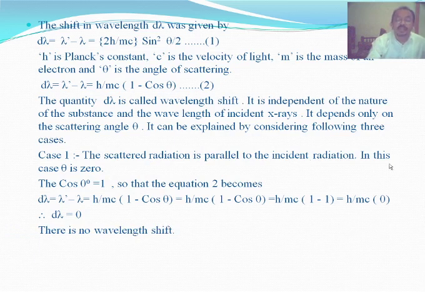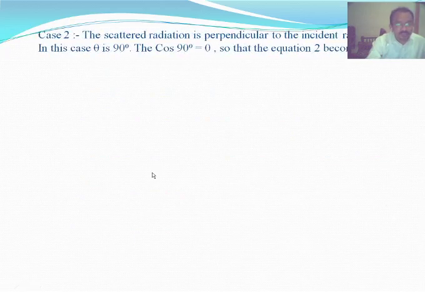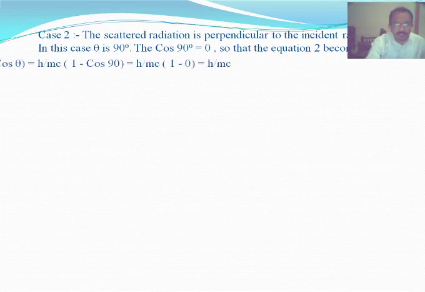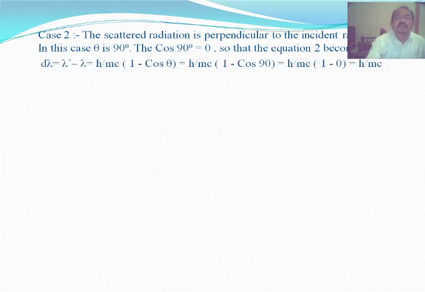Now the second case: the scattered radiation is perpendicular to the incident radiation. In this case theta is 90 degrees, and cos of 90 is equal to 0, so that equation 2 becomes wavelength shift is equal to h upon m c into (1 minus cos theta), h upon m c into (1 minus cos 90). Cos 90 is 0, therefore this becomes 1 into h upon m c.